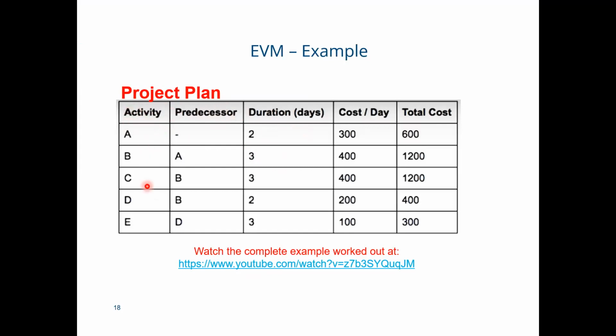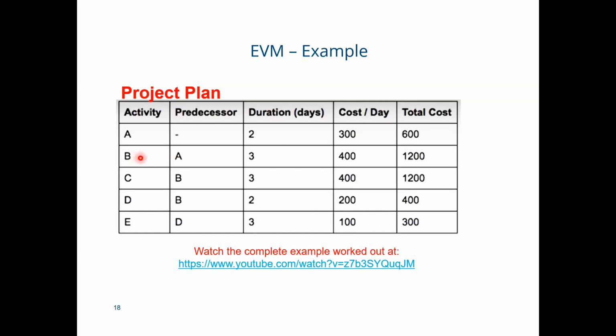We have altogether 5 activities, and the first activity, A, has no predecessors. It takes 2 days to be completed, and the cost per day for this activity is $300, and the total cost is $600.